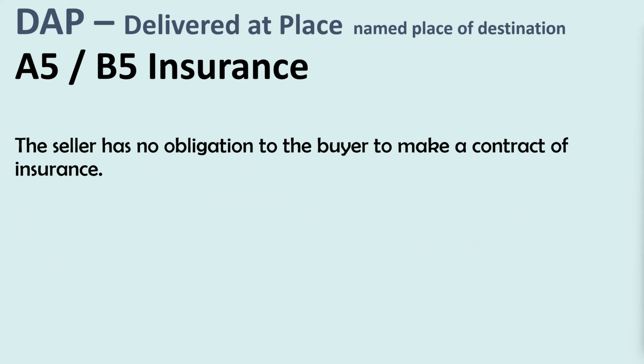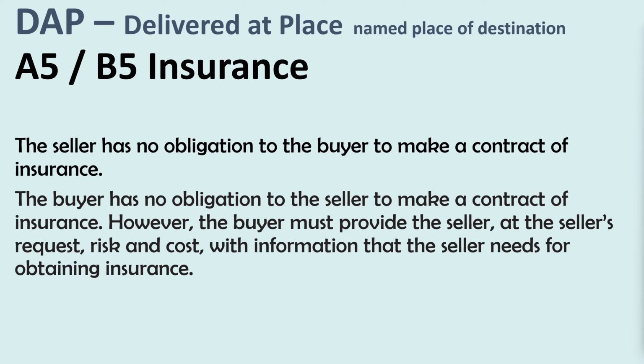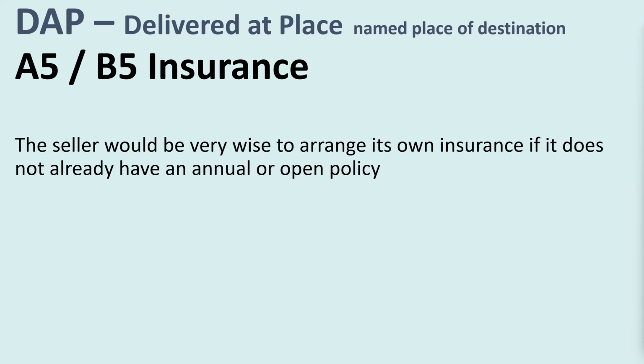A5 and B5. The seller has no obligation to the buyer to make a contract of insurance. Equally, the buyer has no obligation to the seller to make a contract of insurance. However, the buyer must provide the seller, at the seller's request, risk and cost, with information that the seller needs for obtaining insurance.